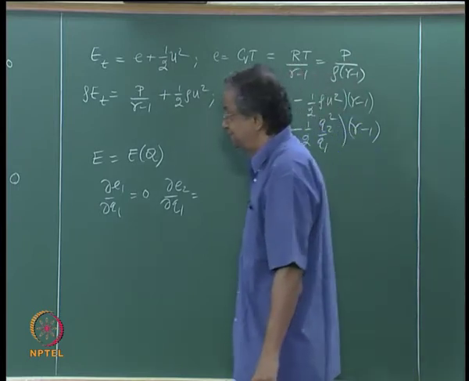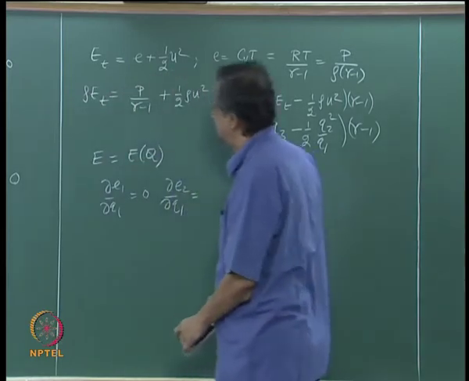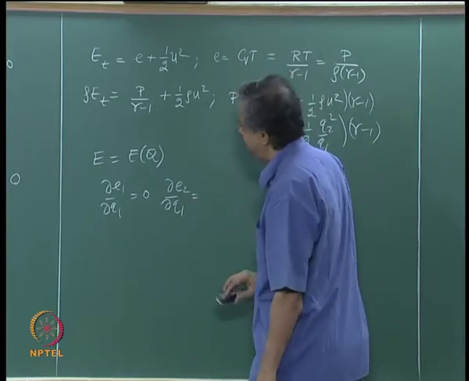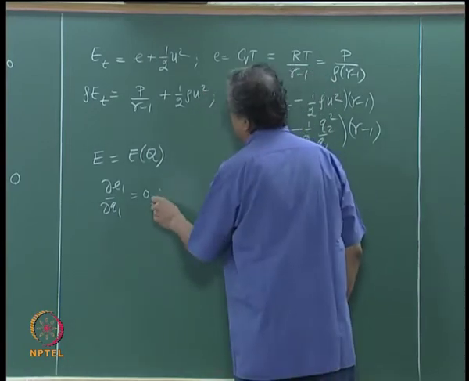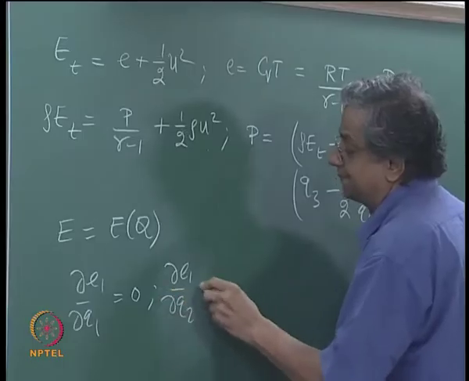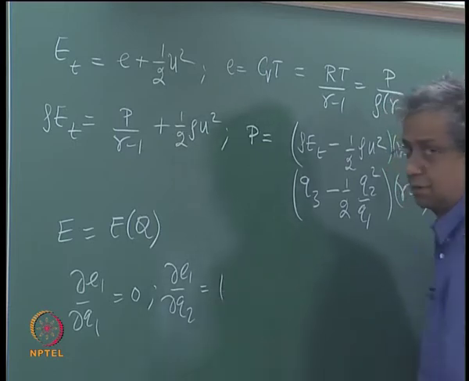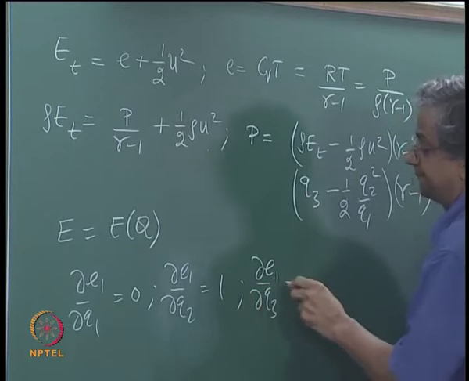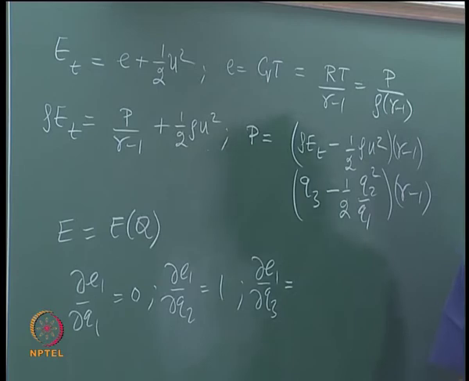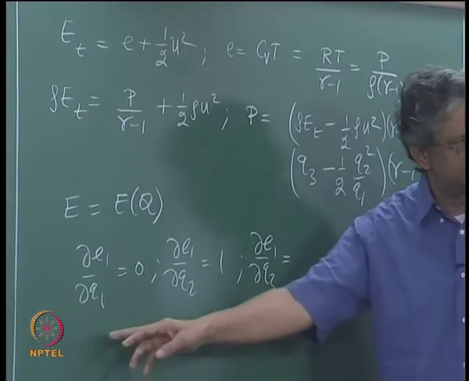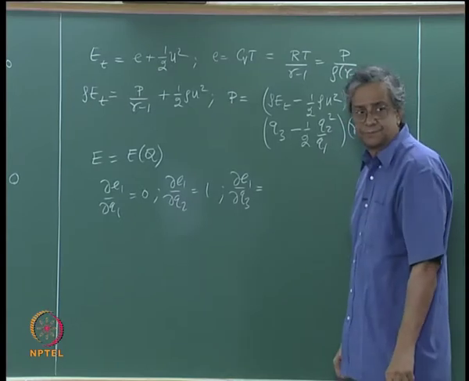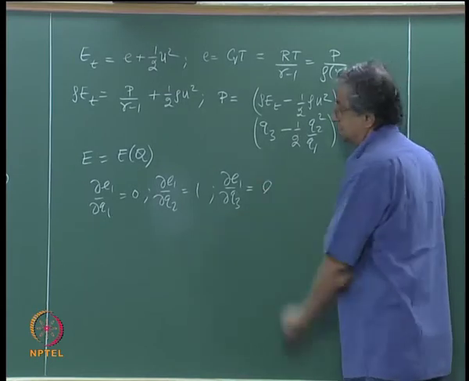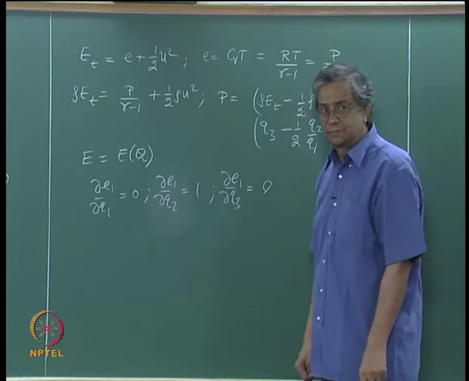Dou E2 by dou Q1 is... That is not what I want to do. As I said, I am going to do the easy ones. Dou E1 by dou Q2 equals 1. Dou E1 by dou Q3, I am keeping the row constant, and I am changing the column. Dou E1 dou Q3 is 0. You can do the same thing now.